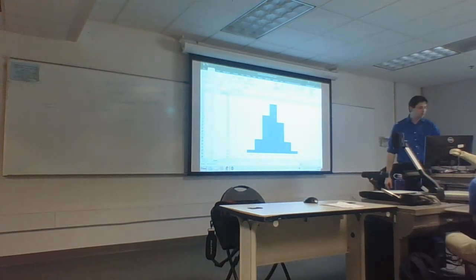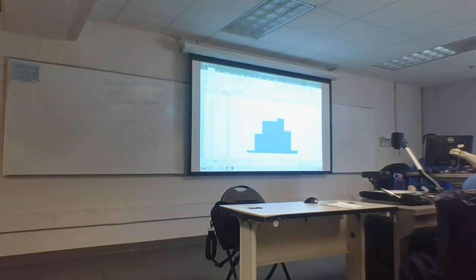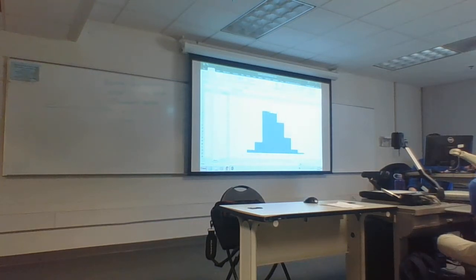And I can do it again and again and again. I can just do this all day. And it will always give me something that is at least roughly a normal distribution. Sometimes it peaks a little too high. Sometimes it peaks a little too low. But on average, it's pretty good.